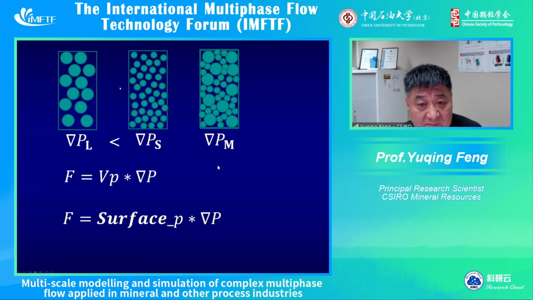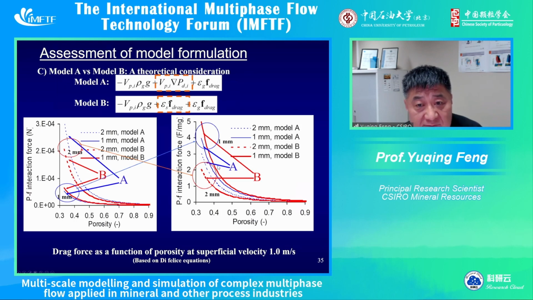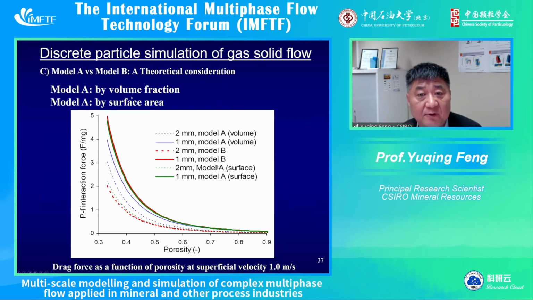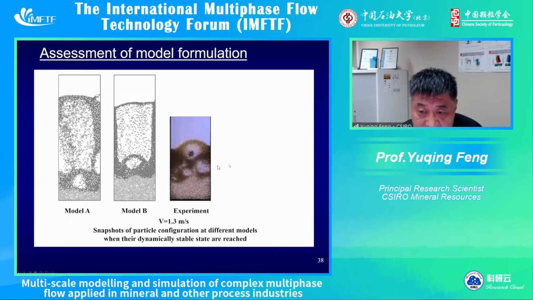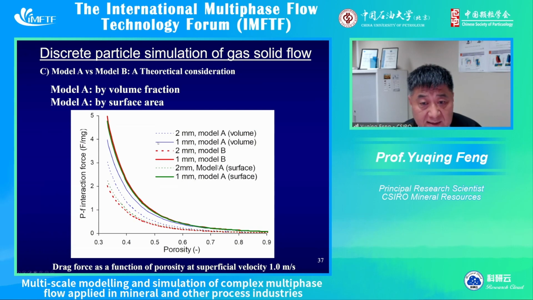After that, we do one more simulation. If this is not good, and if you use model A, the pressure is not shared by volume fraction, it could be shared by its surface area. Then you can see model B gets a result, model A gets a result. The one shared by surface area gets a result close to model B rather than the volume-based model A.